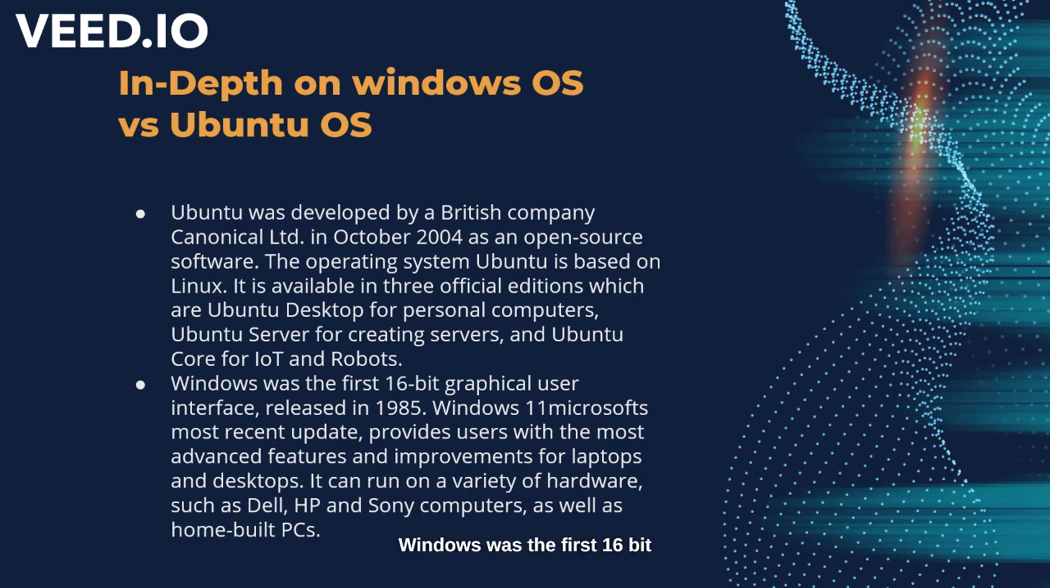Windows was the first 16-bit graphical user interface, released in 1985. Windows 11 is Microsoft's most recent update. It provides users with the most advanced features and improvements for laptops and desktops. It can run on a variety of hardware such as Dell, HP, Sony computers, as well as home-built PCs.